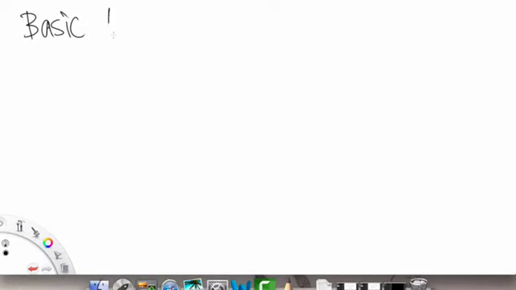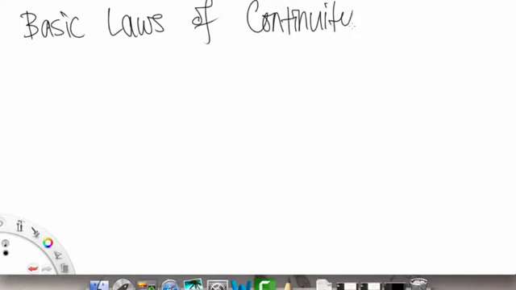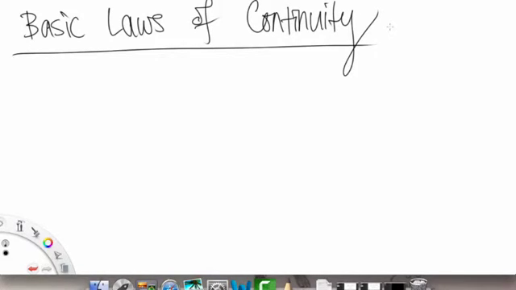Basic laws of continuity. These are going to be the same as the basic limit laws that we've learned, but this time instead we're dealing with continuity as opposed to limits.